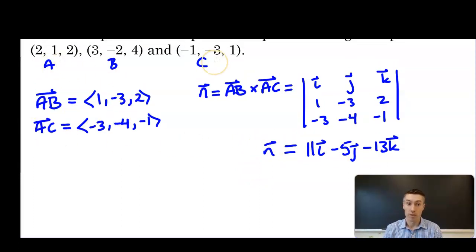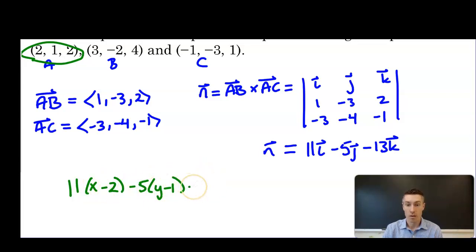Point, well, we have 3 of them. We can pick any point we want. So let's say we pick that point. So we'll go directly into our scalar form. So 11 times x minus 2, minus 5 times y minus 1, minus 13 times z minus 2 equals 0.